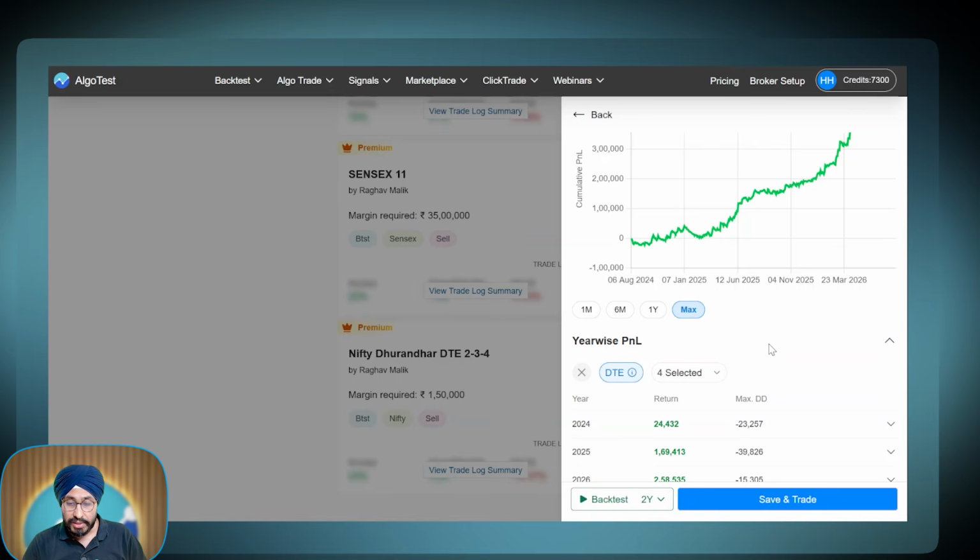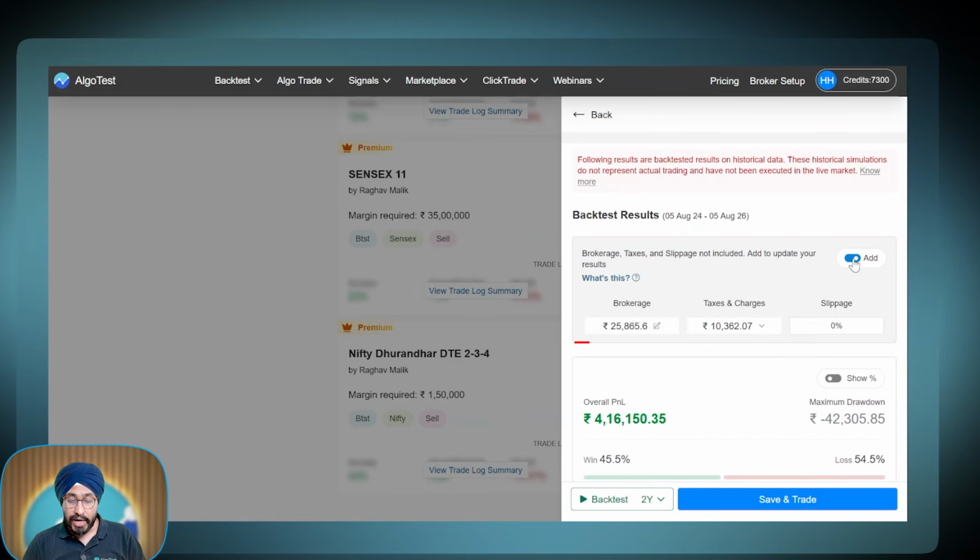All right. Let's dive a bit deeper. I am going to add my expenses, brokerage, which is at 20 rupees an order, and slippage. As you can see, there is hardly any brokerage that has been expensed. Why is that? Because I am taking a view and going ahead with it.